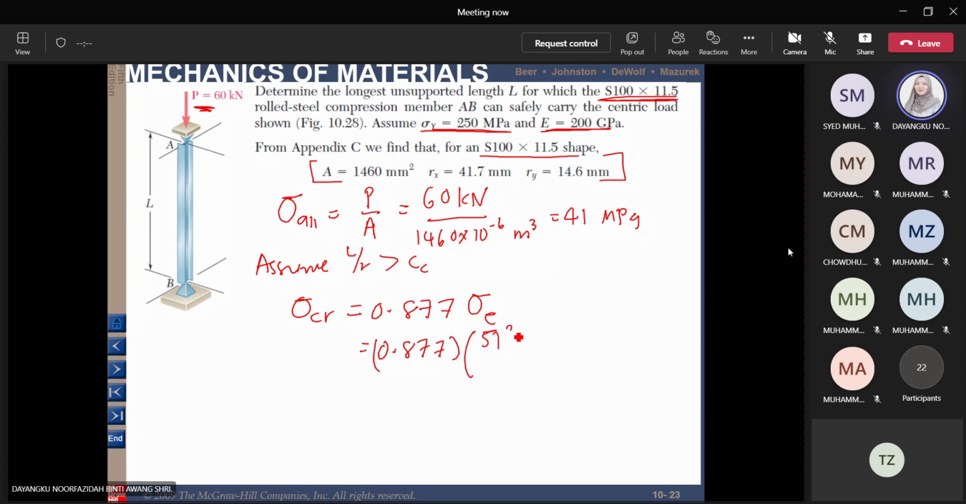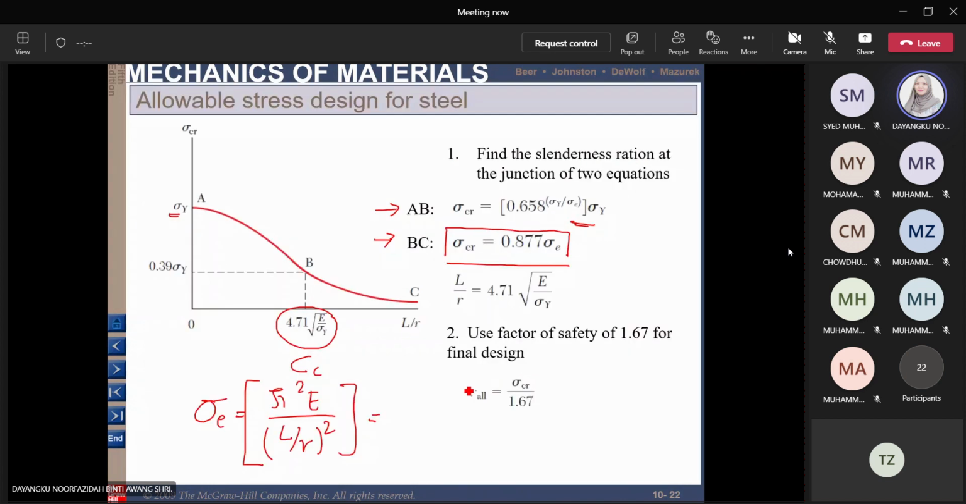pi square times E, which is 200 gigapascal, divided by (L over R) square. We will keep this term here. So you can simplify this term here, so we can get our critical stresses. And then after you get the full value of your critical stresses here, we use this part here.